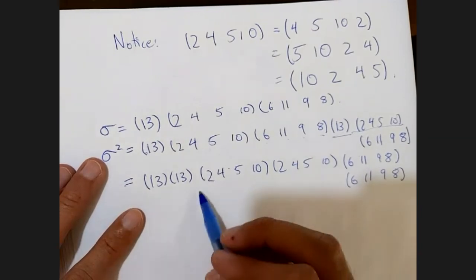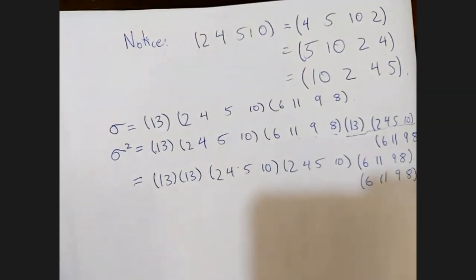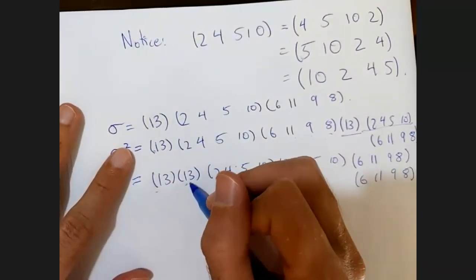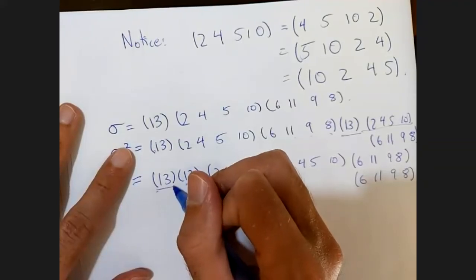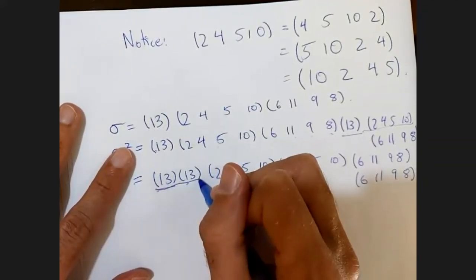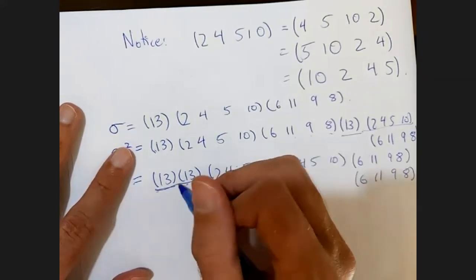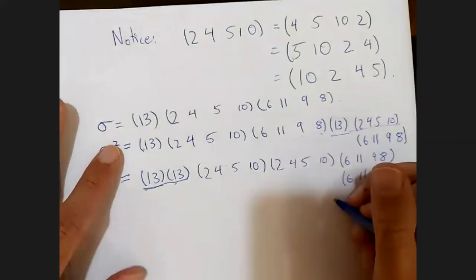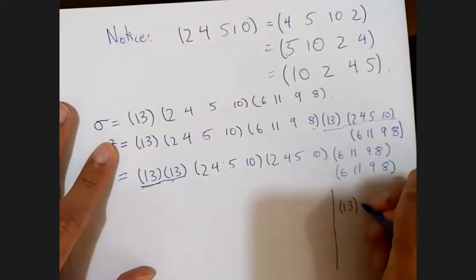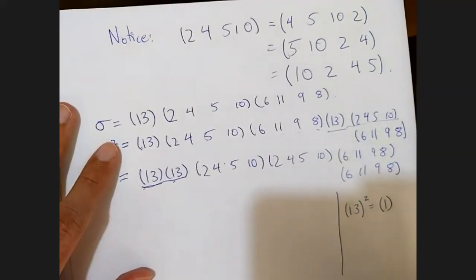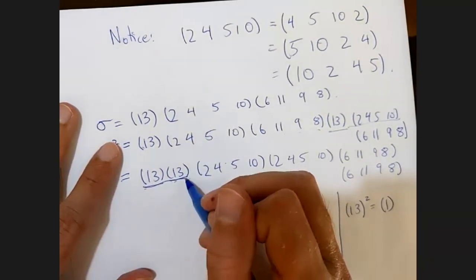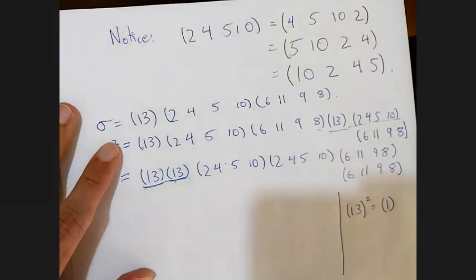And now let's figure out what happens when we square each of these cycles. Well, when we do 1, 3 and then 1, 3, the first switches 1 and 3, and then this other one switches them back. So after doing this, essentially we've left 1 and 3 alone. Just as an aside, 1, 3 squared is just the identity, because all it says is switch 1 and 3, and if I switch 1 and 3 twice, I haven't done anything at all.